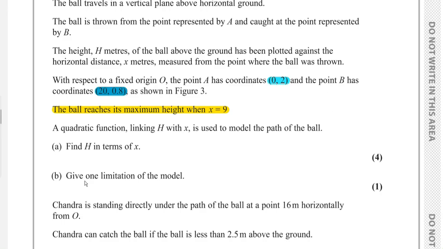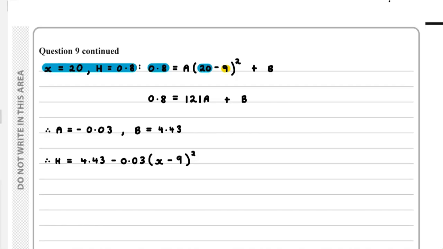Part B. Give one limitation of the model. For Part B, one limitation of the model is wind may affect the path of the ball.